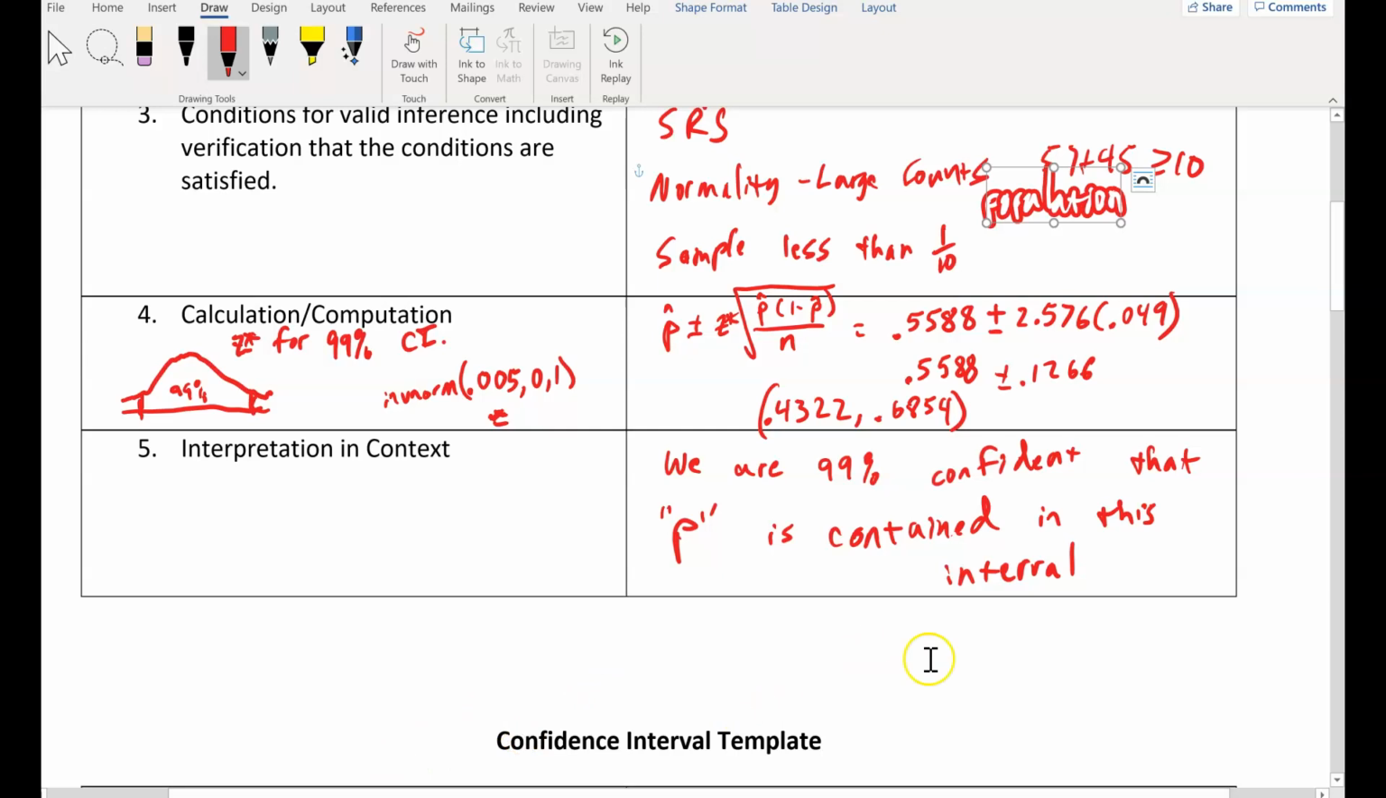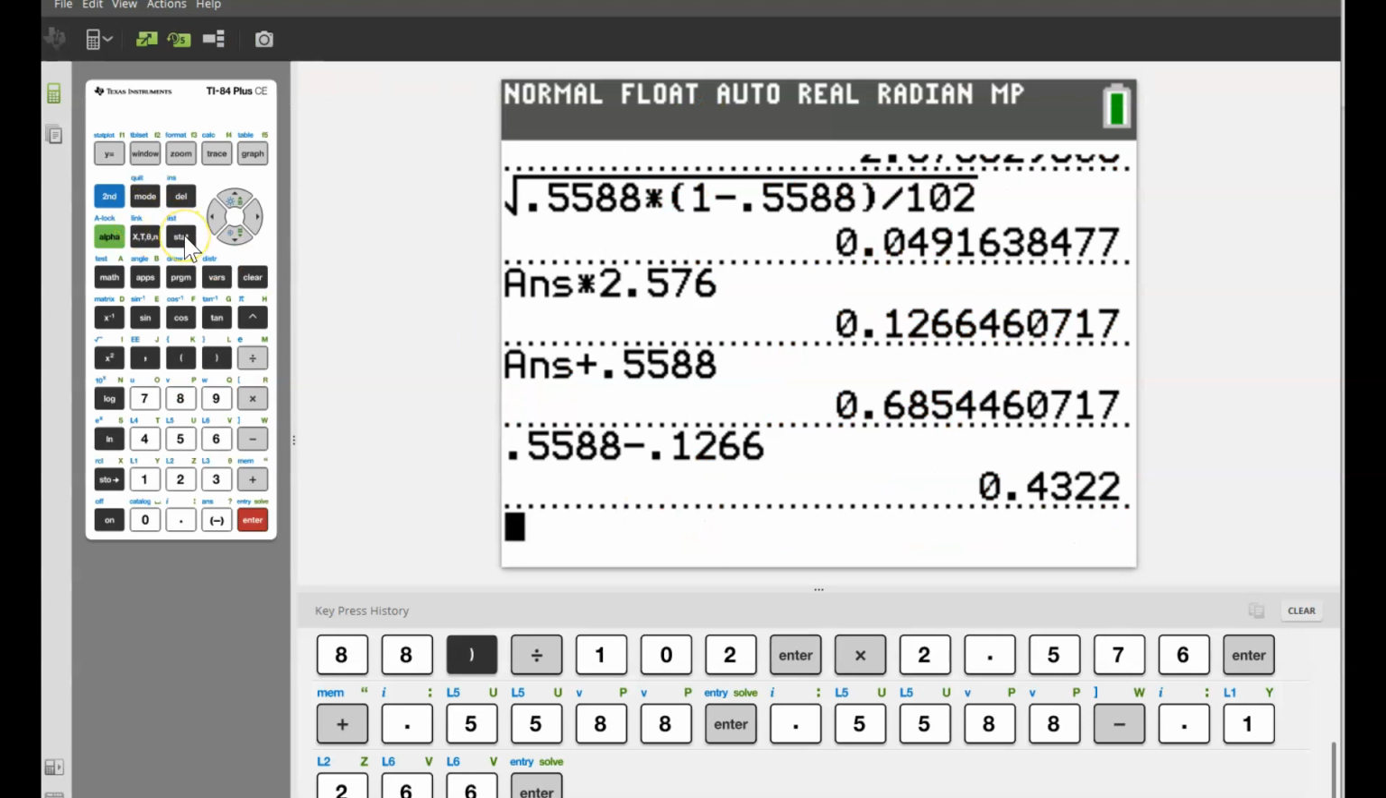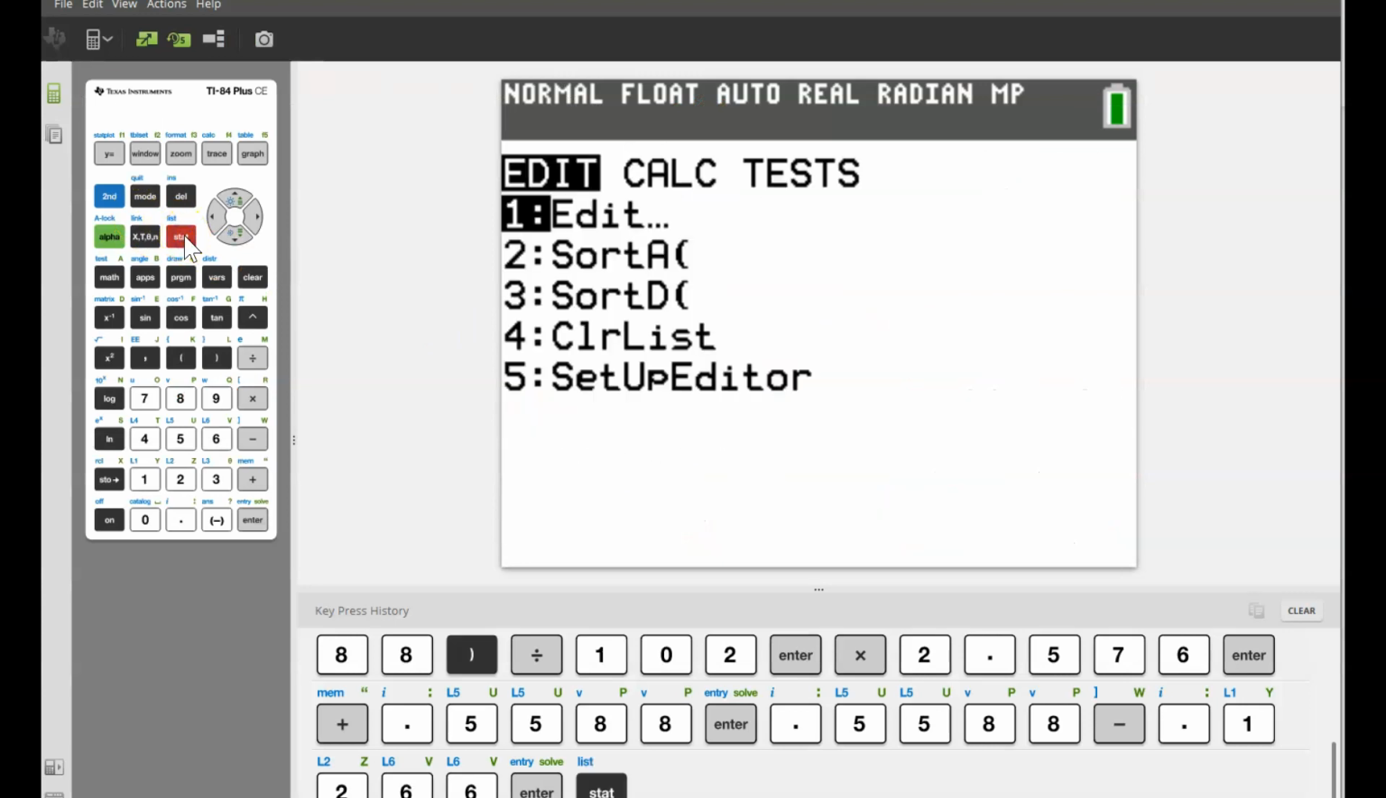So let me go to the calculator and show you how the calculator will take away all the heavy lifting for us, or at least so we can check our work. On the calculator, and this is where we are going to live for most of the rest of the year, we are going to be in the stat and test situation.